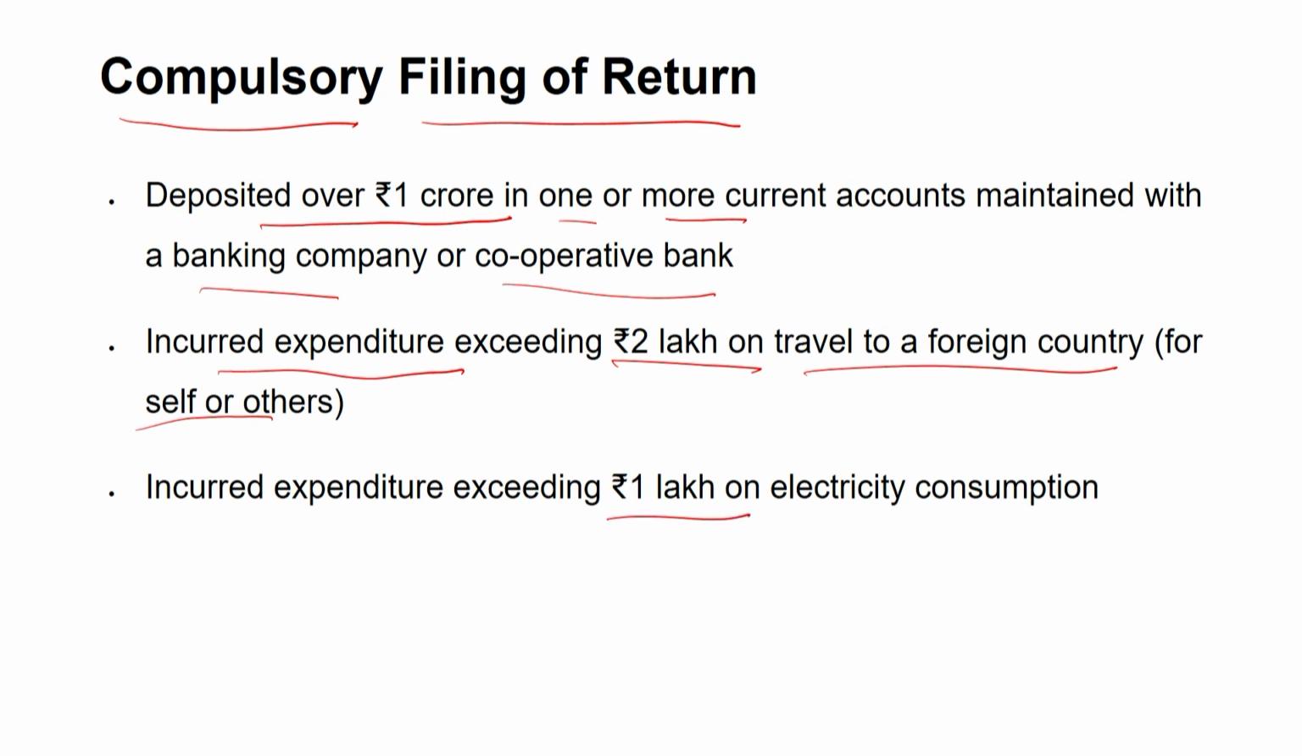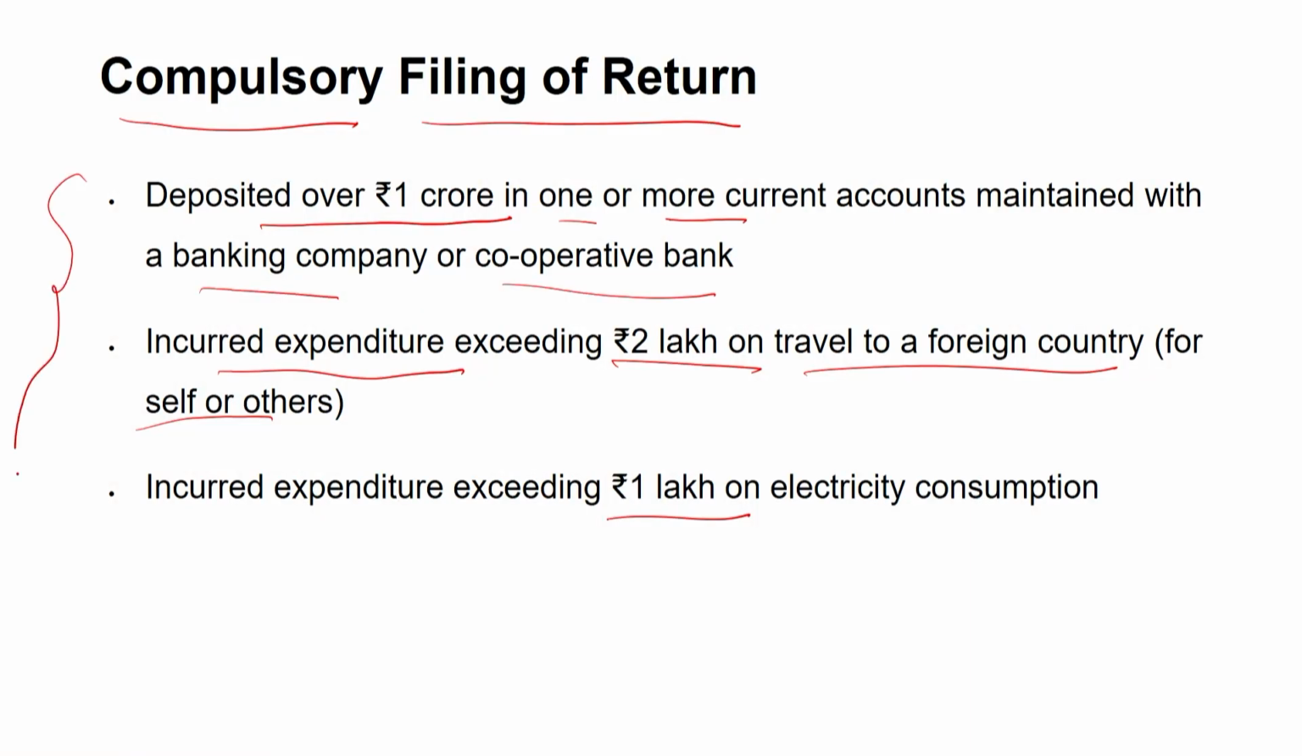After that, if you have incurred 1 lakh rupees on electricity consumption and you are not filing a return, then also this is a case of mandatory filing of the return. That means if a person is consuming electricity of rupees 1 lakh per year, then they must have some source of income, and that is why the income tax authority makes it mandatory for them to file the return. So these are the cases when it is mandatory to file the return for an SSE in a financial year.